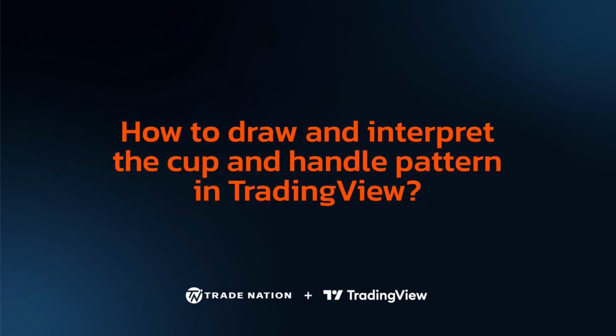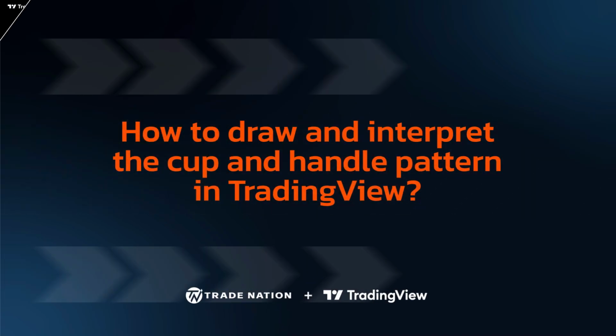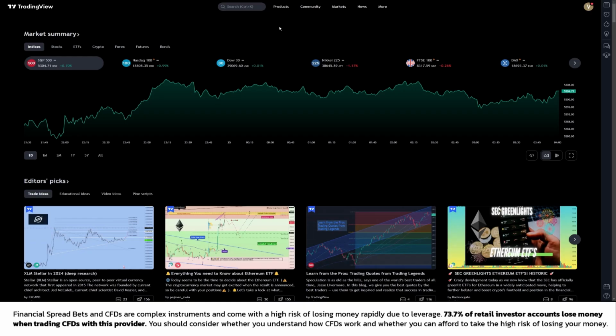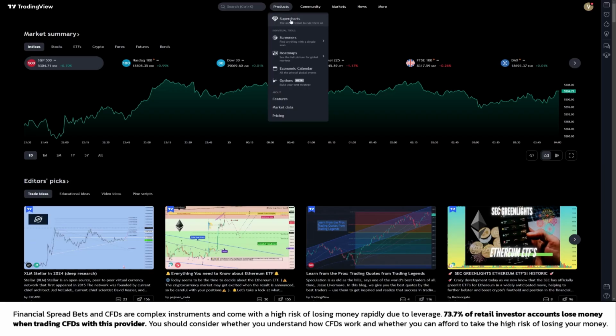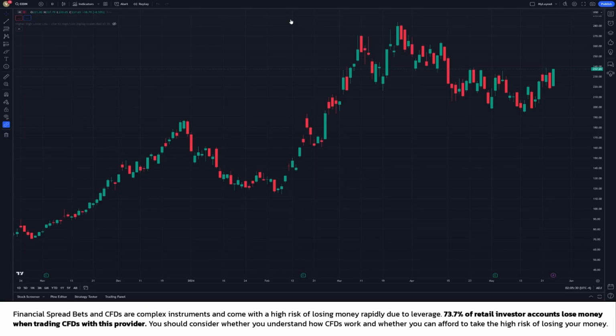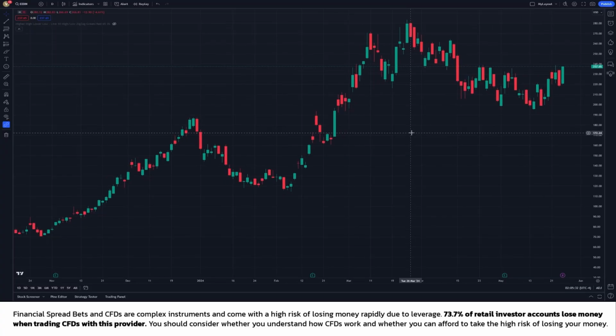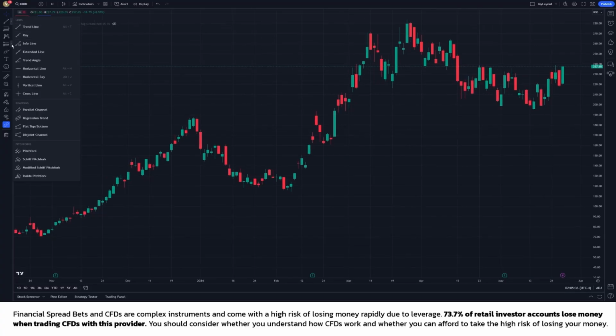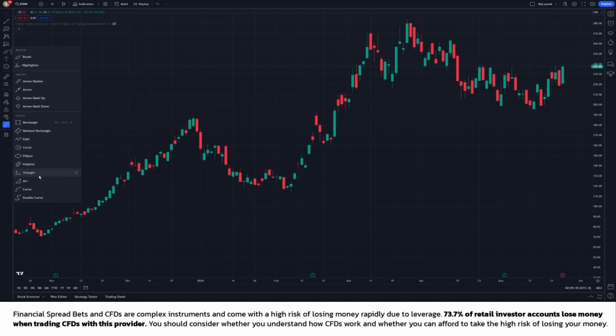Welcome to our tutorial on understanding the cup and handle pattern in chart analysis, a valuable tool for traders looking to identify buying opportunities. Today, we'll guide you through how to draw and interpret this pattern using a charting tool. The cup and handle pattern is recognized by its resemblance to a teacup. This formation typically signals a continuation of an upward trend and is highly regarded for its reliability in bullish markets.